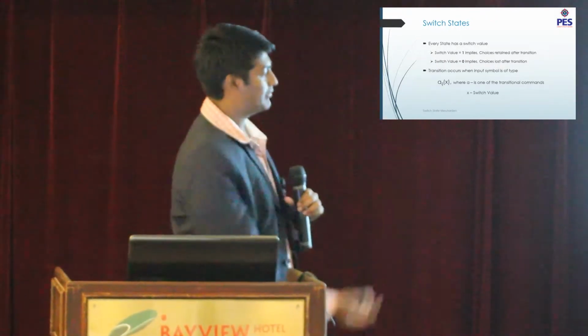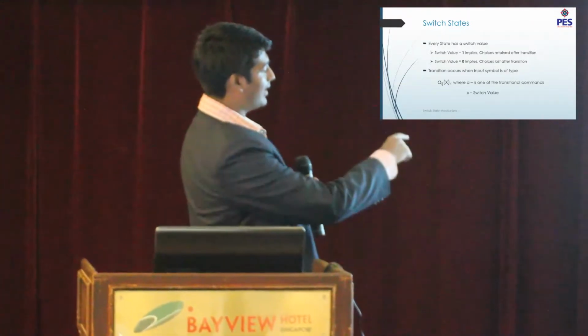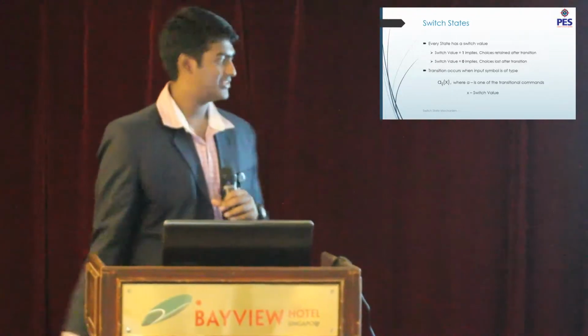Any transition that occurs from state SI to SJ is given by this AIJ of X, where A is one of the transitional command or the input command. And I and J are the states SI and SJ, and X is the switch value that SI should be set to.